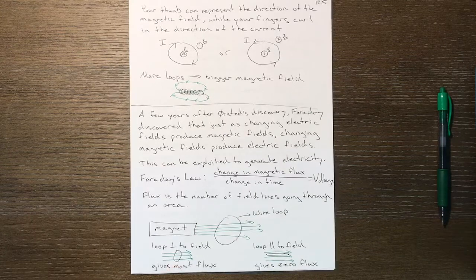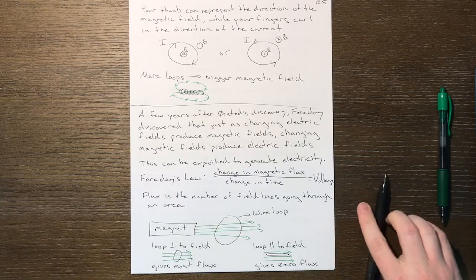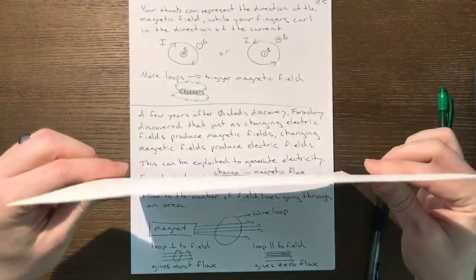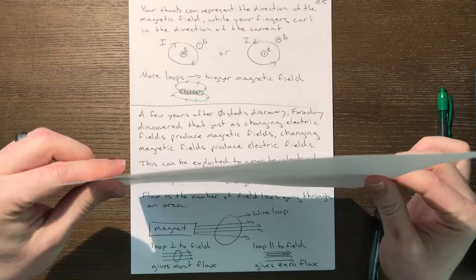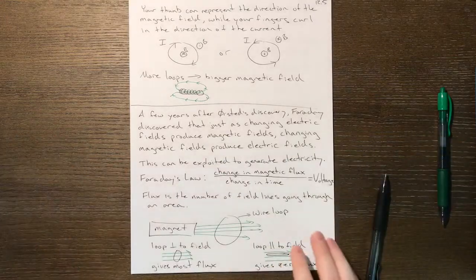A perpendicular loop gives the most flux, a parallel loop gives zero flux. That's just like you guys looking at this piece of paper. You can see all of it. If I slowly turn it this way, you can now see essentially zero of it. That is the idea.